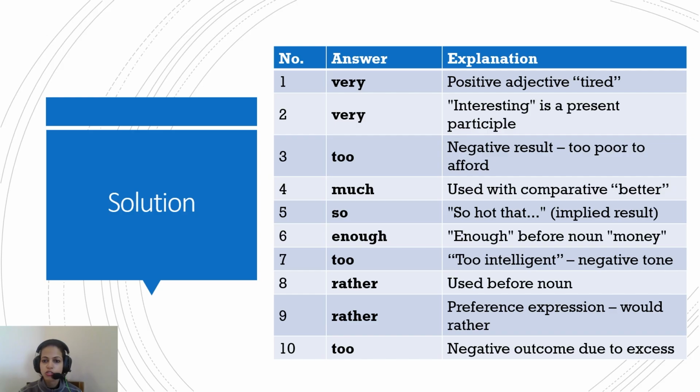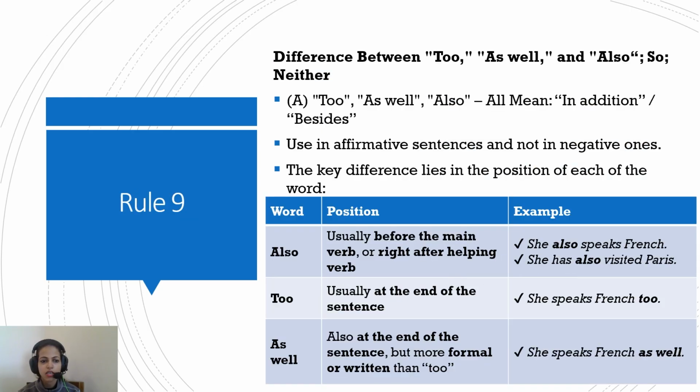Okay, this is the solution. You can have a look at it. And let's get to rule 9. Now, rule 9 talks about the difference between too, as well, and also, so, and neither. So part A would be telling you the difference between too, as well, and also, because they pretty much mean the same thing, that is in addition or besides. And these words are used in affirmative sentences and not in the negative ones. But the key difference lies in their position.